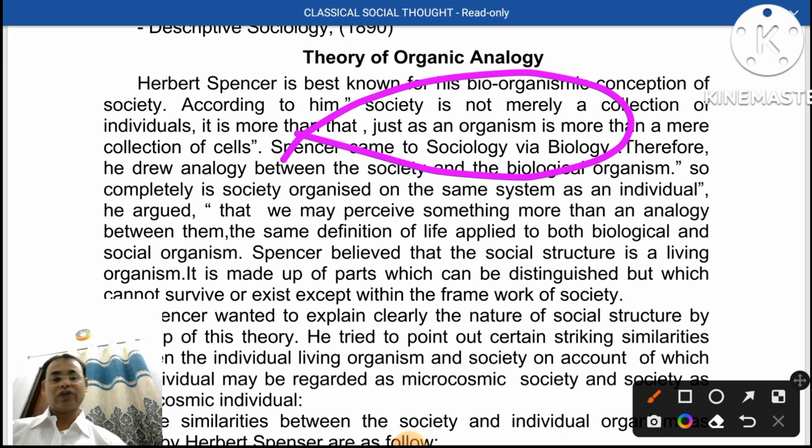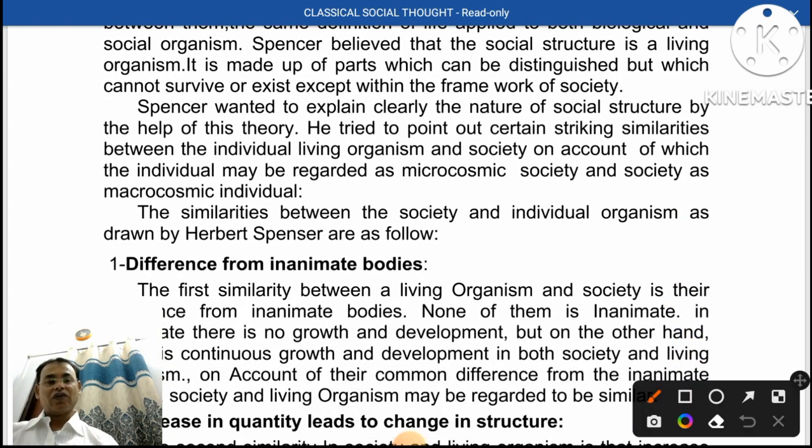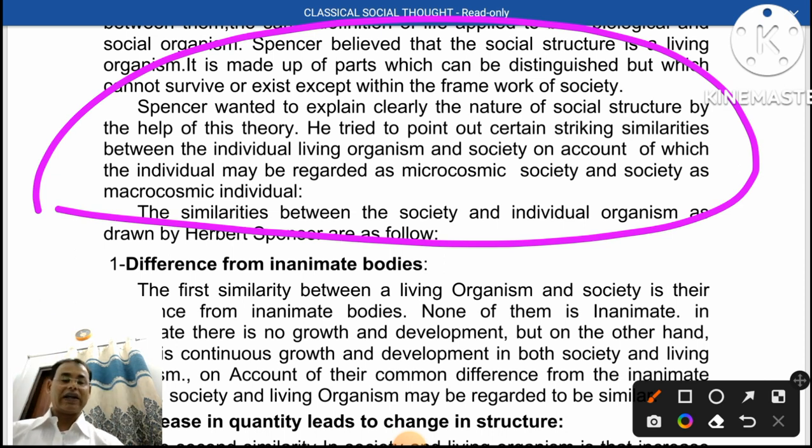Spencer believed that the social structure is a living organism. It is made up of parts which can be distinguished, but which cannot survive or exist except within the framework of society. Spencer wanted to explain clearly the nature of social structure with the help of this theory. He tried to point out certain striking similarities between the individual living organism and society, on account of which the individual may be regarded as a microcosmic society and society as a macrocosmic individual.